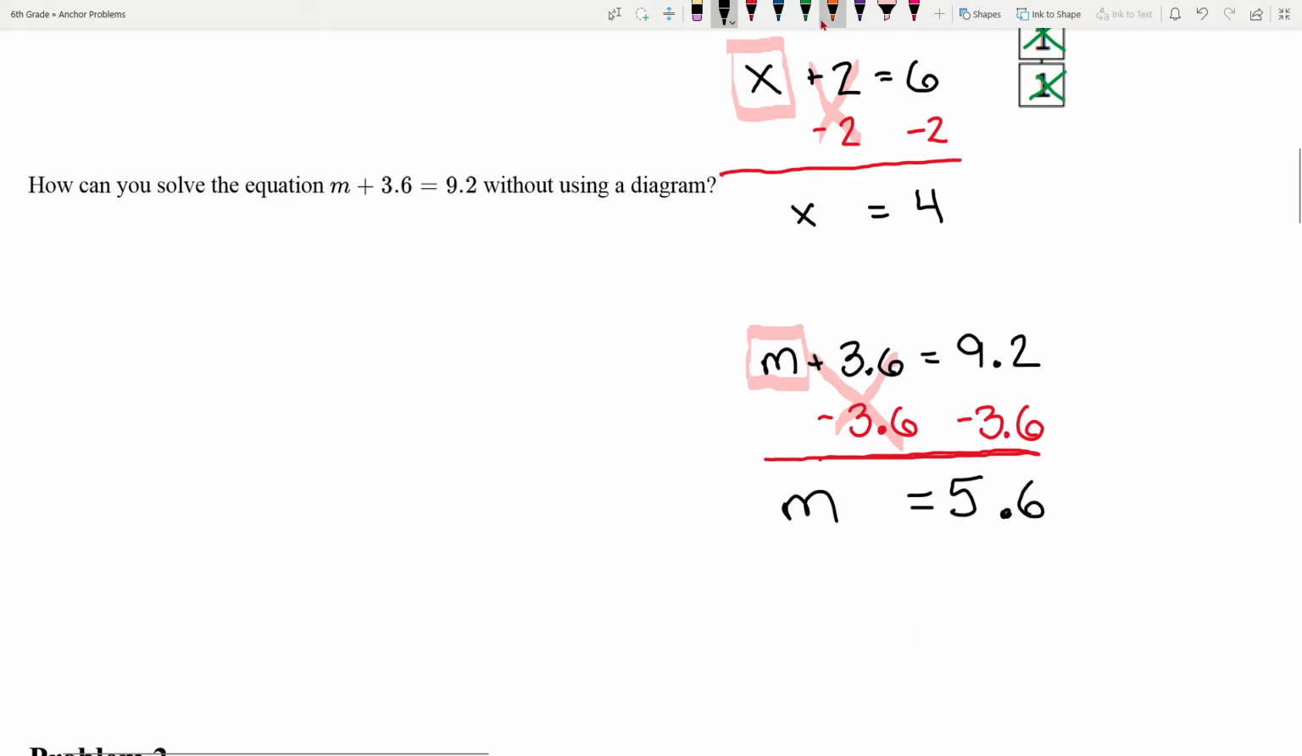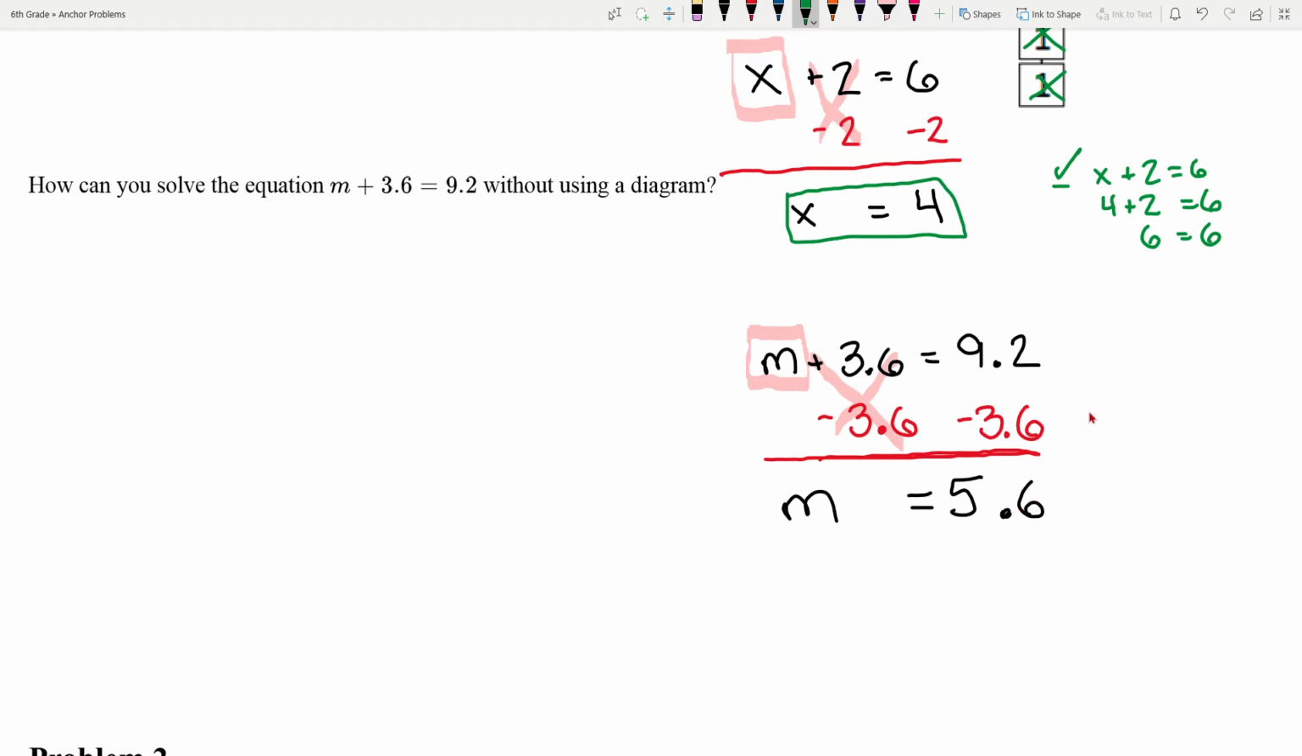Now, with any equation, you can go back and check. If we look at this x plus 2 equals 6 idea, if we restart with x plus 2 equals 6, if I put in 4 for the x, I should have the left side equaling the right side. And 4 plus 2 is 6, so 6 equals 6. So x equals 4 is a valid solution.